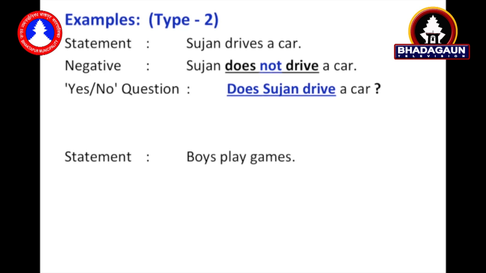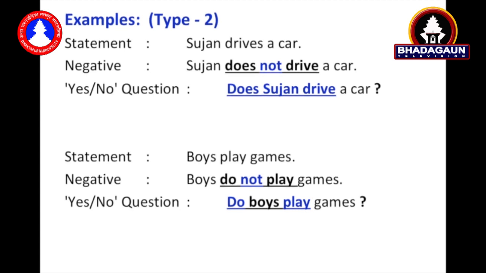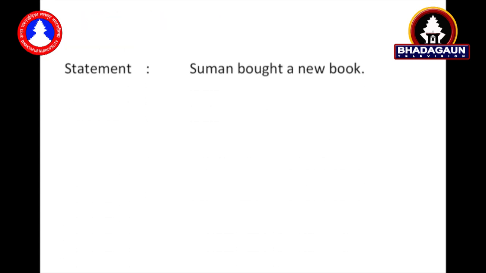Now here again we don't have an auxiliary verb. The main verb is play, that is V1, simple present, and this is plural. So this is V1, and we take help of the do verb do, and do is the V1 form. So its negative is boys do not play games, where not is used with the auxiliary do. And its question is, do boys play games? Okay, let's take another example.